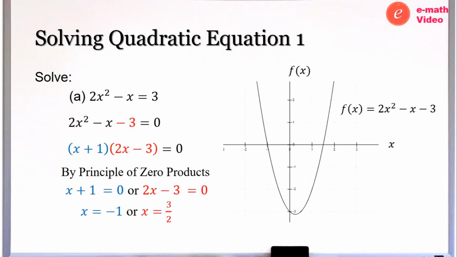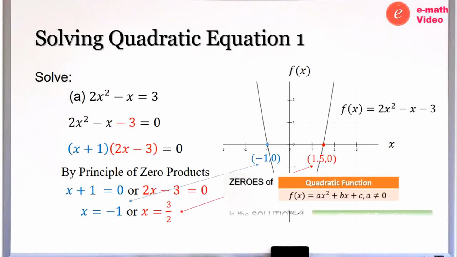We can see the graph cuts the x-axis at negative 1, 0 and 1.5, 0. Look at the first coordinate of these x-intercepts. They're the same as the solutions, isn't it? Which means our definition from earlier holds true.